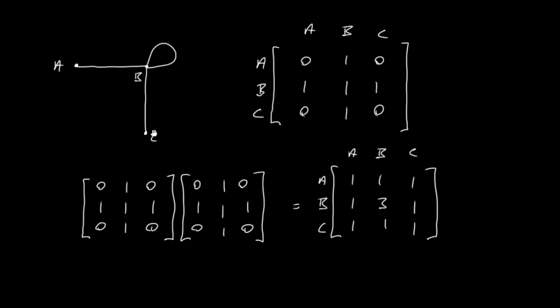What about C and A? Well, up to B and across, that's 1. C and B, we can go up to B and around the loop, that's 1. And then C and C, well, we can go up to B and back down again. So that's our adjacency matrices for our graphs. And now we can also look at digraphs.